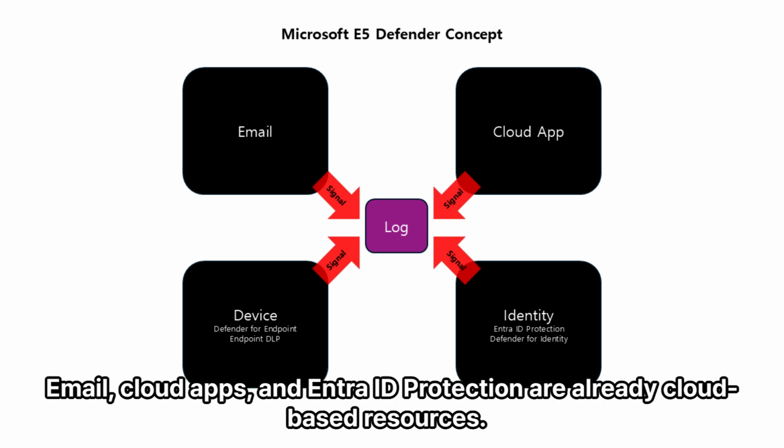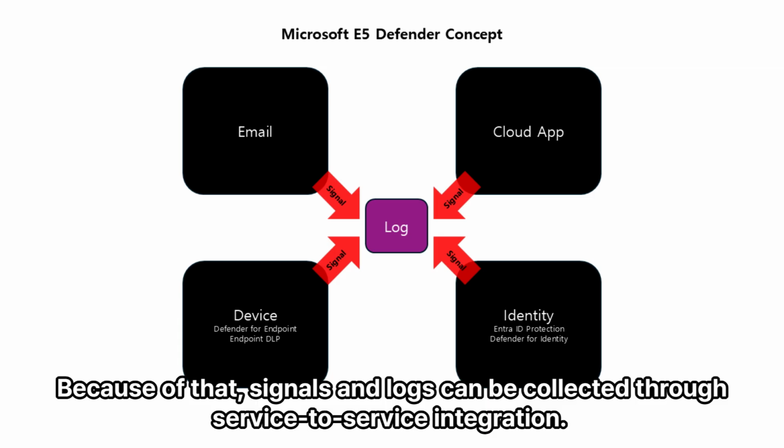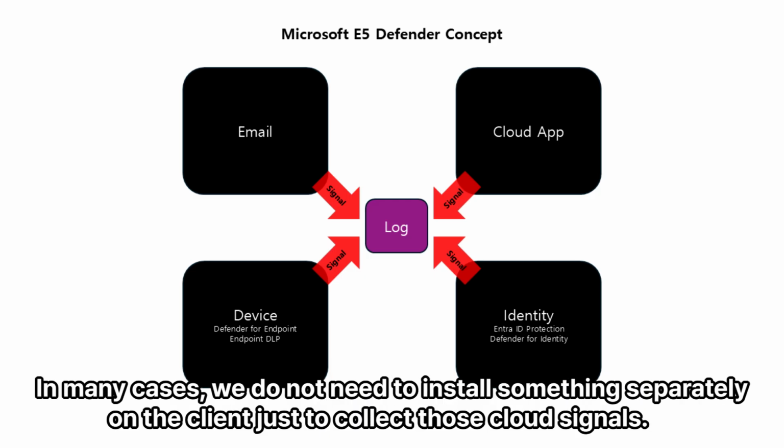Email, cloud apps, and Entra ID protection are already cloud-based resources. For example, Exchange Online, SharePoint Online, and Microsoft Entra ID run inside the Microsoft 365 cloud. Because of that, signals and logs can be collected through service-to-service integration. In many cases, we do not need to install something separately on the client just to collect those cloud signals.